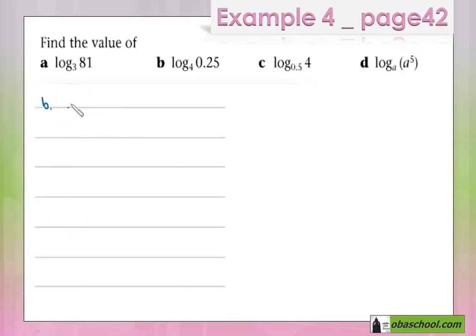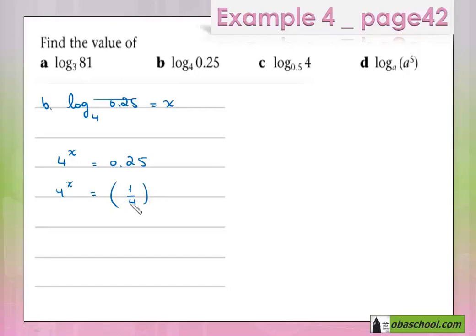Moving on to example B. It says log base 4 of 0.25 equal to x. Let's find x. 4 to the power x is equal to 0.25. Now let us stop here for a second. We know that 0.25 can be written in fraction form. And so in such case, that would be 1 over 4. 4 to the power x equal to 1 over 4.